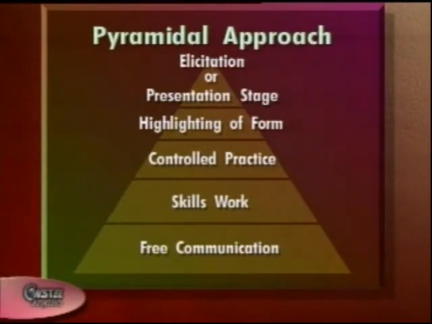Notice that in the pyramid, the elicitation or presentation stage has the smallest space. That is, the shortest time should be allotted to elicitation or presentation. The space in the diagram gradually increases as you go from highlighting a form to controlled practice to skills work and then finally to the free communication stage, which has the biggest space in the diagram. It only shows that more time should be given to this last stage so that students will have more time to develop fluency in the language.